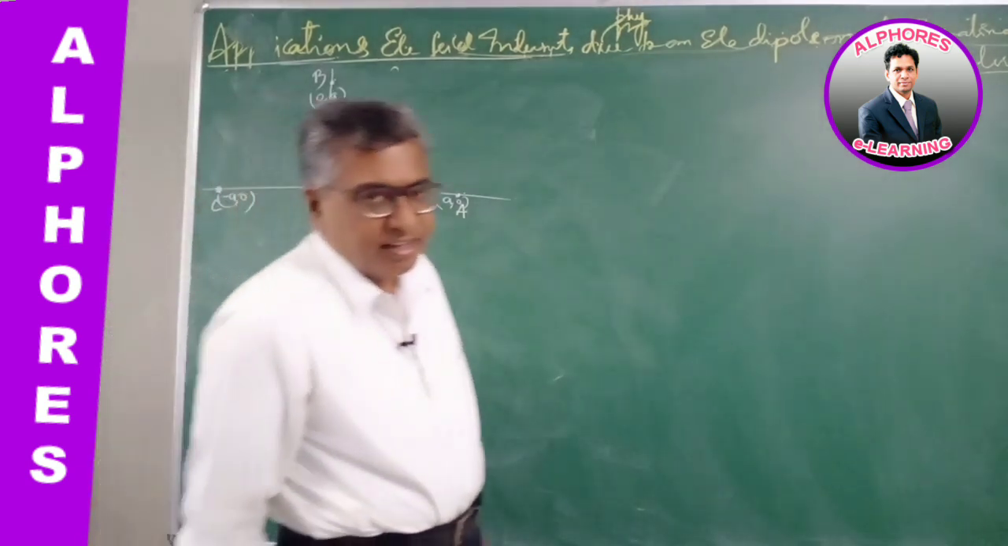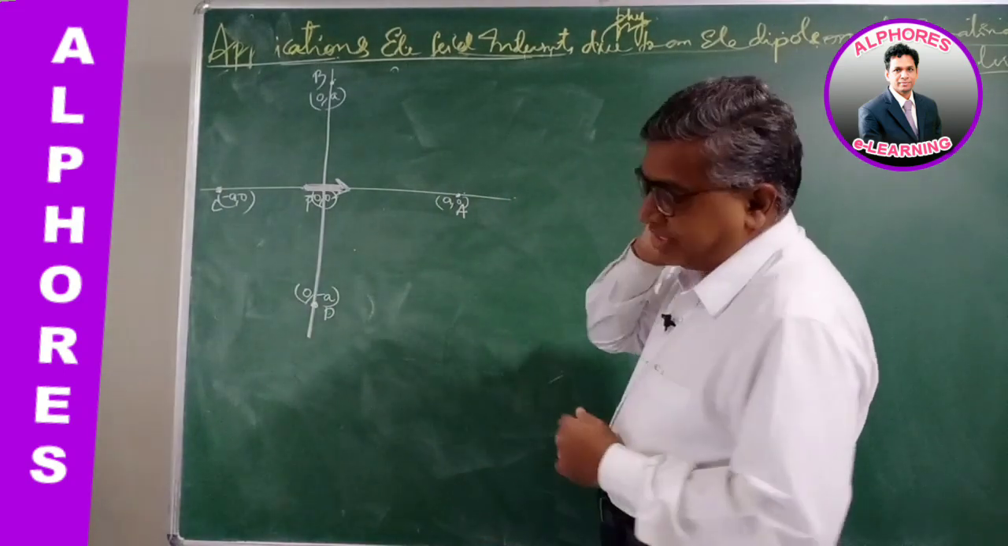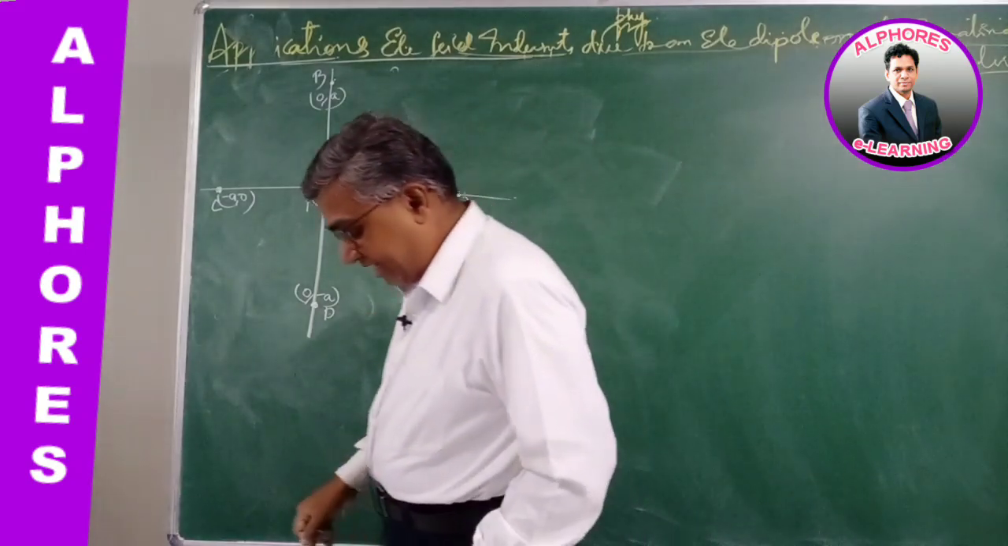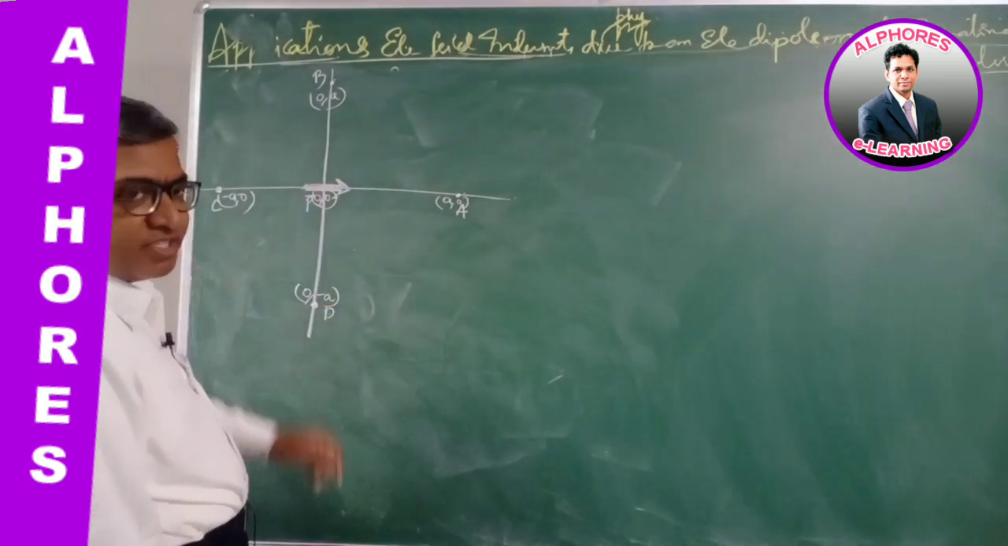Right? A very good question. Now this question includes both cases of the electric dipole, both the axial line and the equatorial line, put together. He is asking you to compare the electric fields at these 4 points.